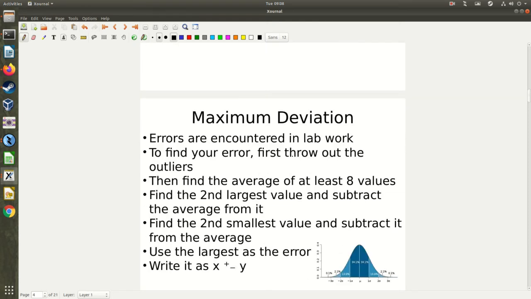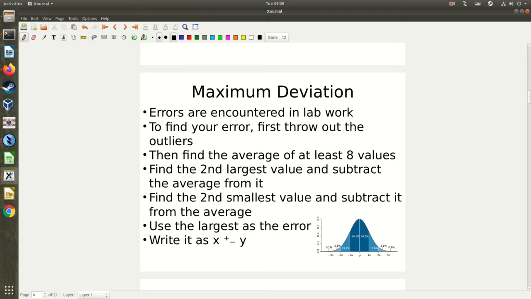Yeah. And you're also going to have a question that deals with maximum deviation. Errors are encountered in your lab work. To find your error, you first throw out any outliers. They will be obvious. Then you're going to find the average of at least 8 values. You need 8 to kind of have a decent statistical spread. Not always. It's kind of just a short guess, but it mostly works. Find the second largest value, subtract the average from it. Find the second smallest value, subtract the average from it. Use the largest of the error.